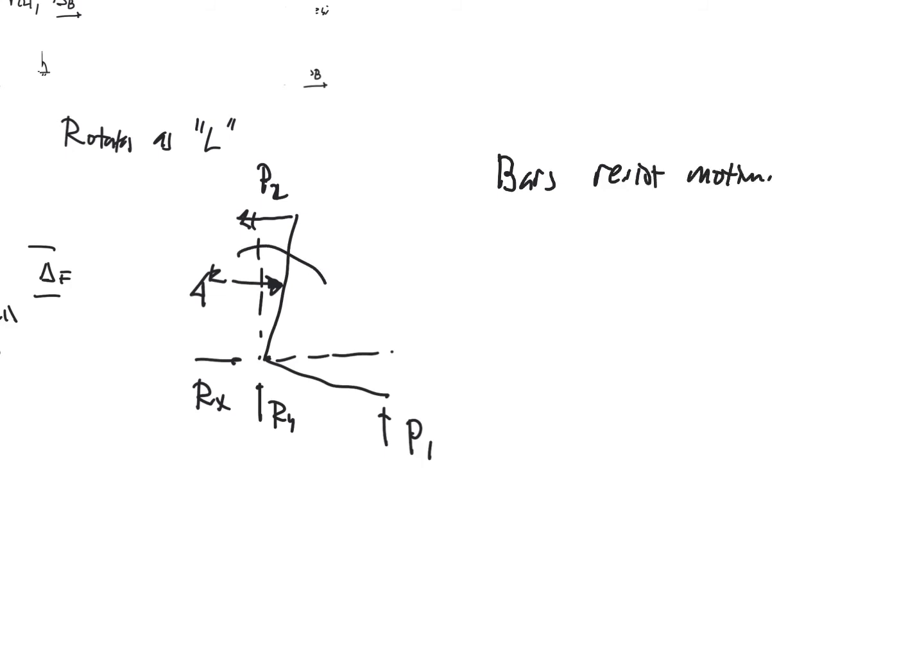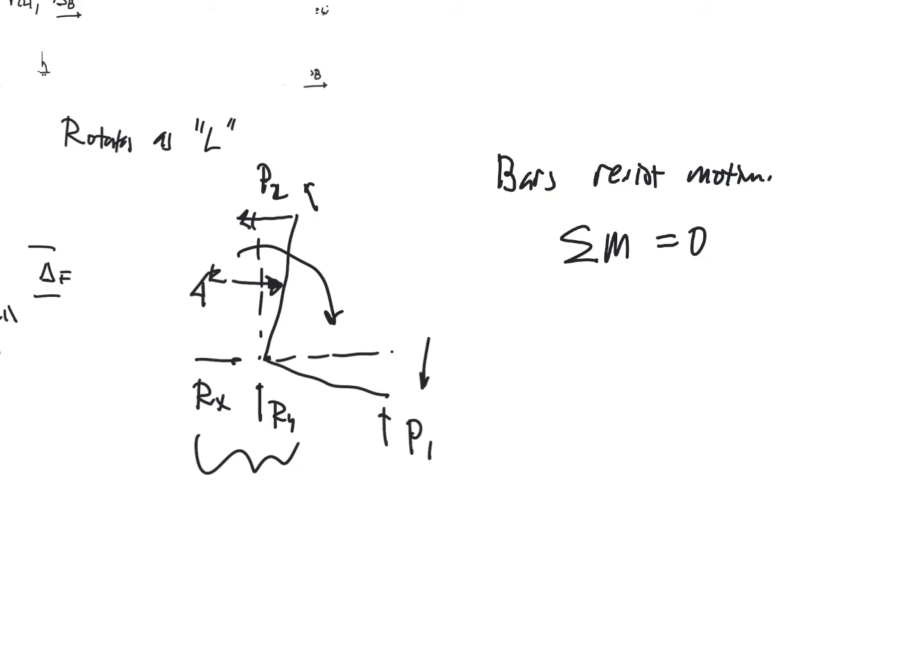Notice the bar is rotating. We're assuming it's rotating clockwise. The P1 wants to go the other way. So does the P2. So they're going in the opposite direction. Now in this sort of problem, it's almost always true that you want to apply a moment equilibrium rather than a force. If we did force equilibrium, we would bring in Rx and Ry. We don't want to do that.